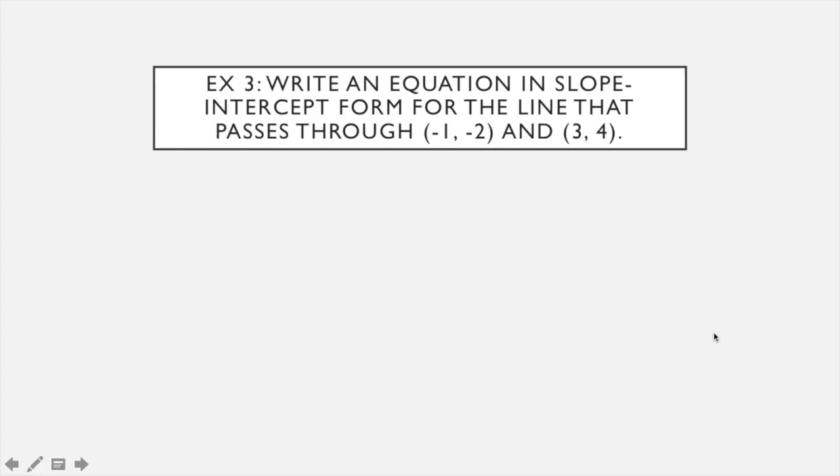Now example 3, here we want to write that equation in slope-intercept form for a line that passes through these 2 points. So my first step will be to find my slope. And I know that my slope is the difference in the y's, so if I start here, 4 minus a -2 over the difference in my x's, 3 minus a -1. So what will I get here? 4 plus 2 is 6. 3 plus 1 is 4. If I simplify that, they're both divisible by 2. 6/4 is the same as 3/2. So that is my slope. That is my m value.